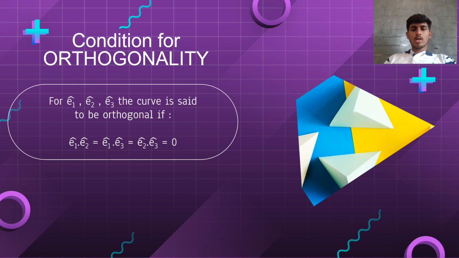For the orthogonality condition, after finding E1 cap, E2 cap and E3 cap, we can check orthogonality. The curve is said to be orthogonal if E1 dot E2 is equal to 0, E1 dot E3 is equal to 0 and E2 dot E3 is equal to 0. If all three dot products are equal to 0, then we say that the curve is orthogonal.